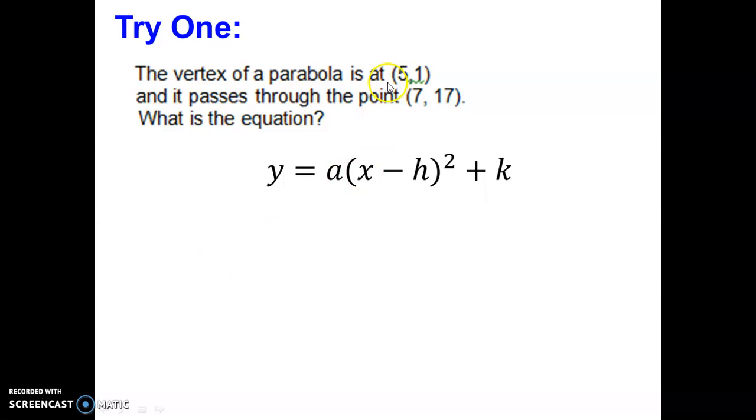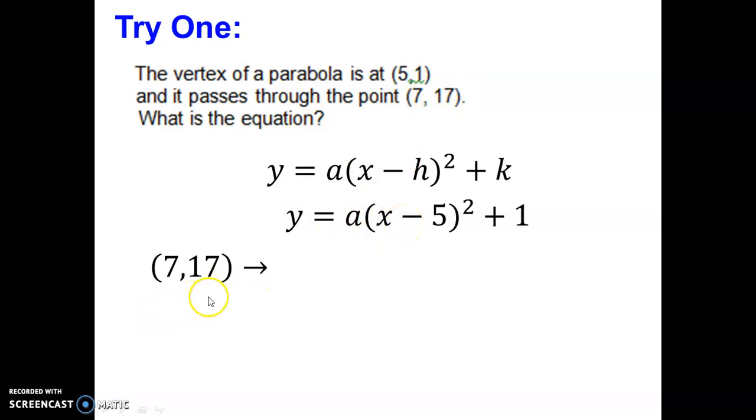In this one, we notice we were given the vertex, therefore begin in vertex form. Substitute the vertex. That 5 is -5 here, that 1 is a +1 here. Now we know there are infinite parabolas that have that vertex, but there's only one that passes through this point. So we're going to plug in our y and our x values. Y becomes 17, x becomes 7. Now we can solve for the a value, which will create the exact parabola that has this vertex and passes through this point.